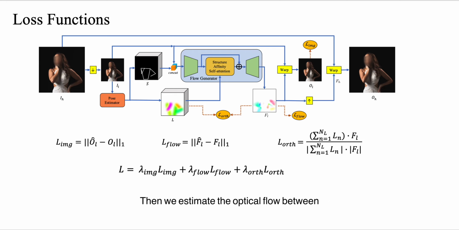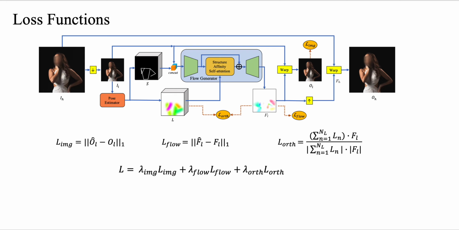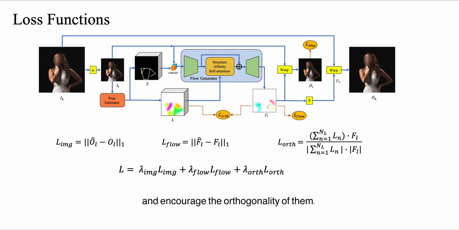Then, we estimate the optical flow between the original and manually retouched image using PWC-Net, and treat the estimated flow as ground truth deformation flow for providing the flow generator with more direct guidance. Finally, considering the PAFs represent the orientation of human limbs, we calculate the cosine similarity between part affinity fields and target flow, and encourage the orthogonality of them.